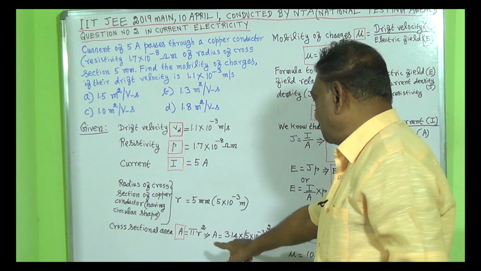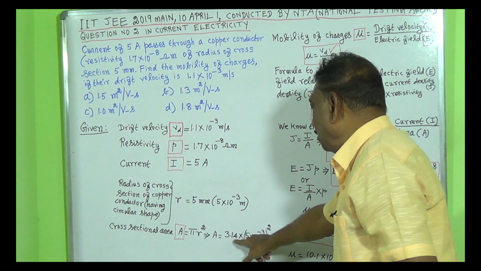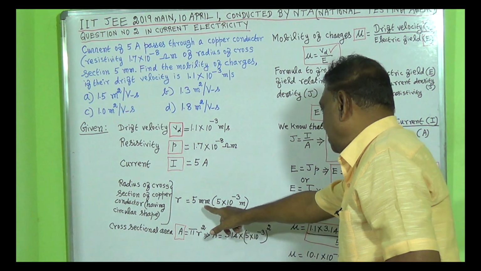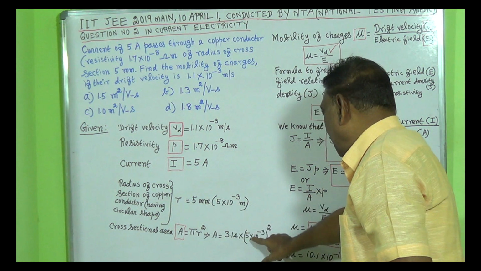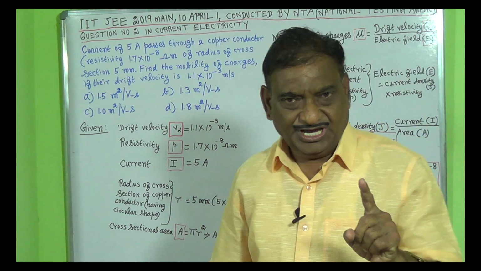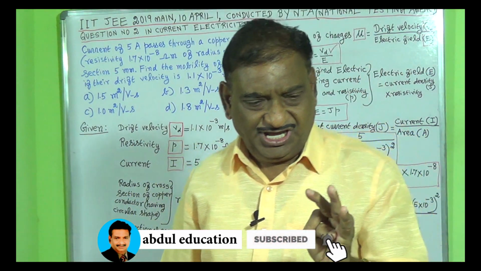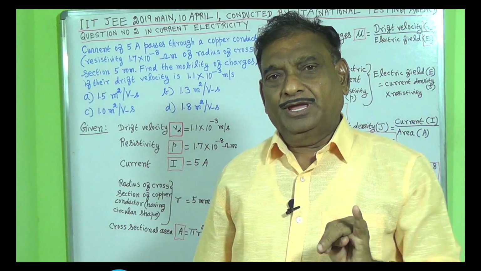The area is pi r square. The value of pi is 3.14, into the radius 5 × 10^-3, the whole square. So in our hands, we are having drift velocity, resistivity, current, and area.